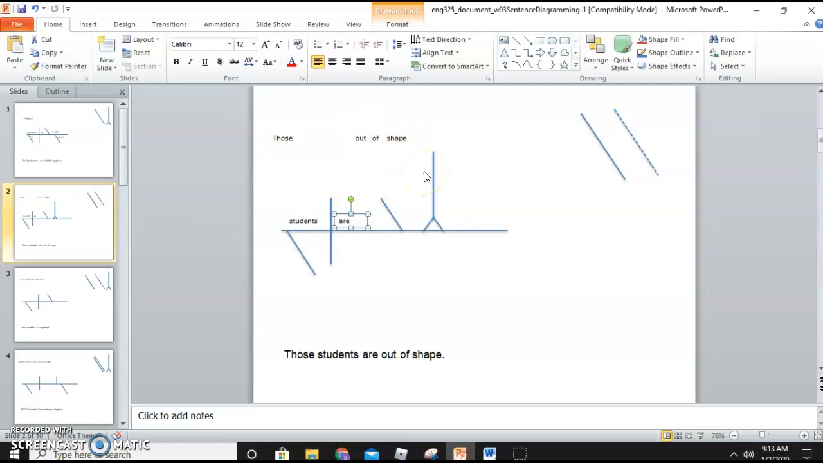I'm going to get to that in a minute because that's a little bit tricky. Those is modifying students. So it's going to go below there. Now I have out of shape. One of the things I always do as I'm diagramming is I'm looking for prepositions and prepositional phrases. Know that they never go straight on a horizontal line. Okay? A preposition is a little word that is connecting a noun to the rest of the sentence. So a prepositional phrase is everything from the preposition to that noun.